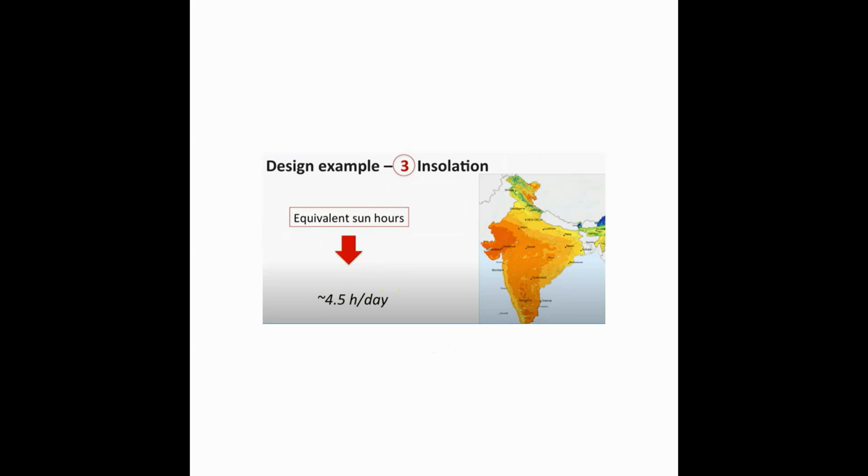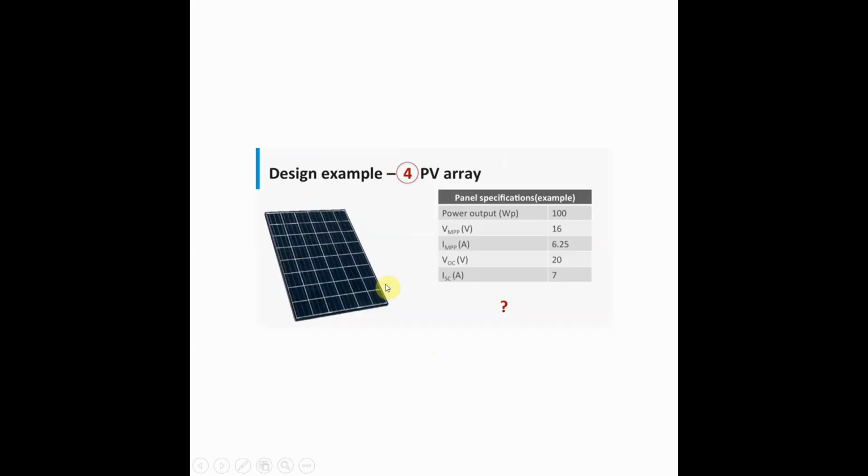How many hours the sun is available per day. So normally we take average, for example 4.5 hour per day for any specified location. So you can see here there is a panel specification. For example, this panel is available. You have to decide. You will go to the market, what type of panels and what's the specification of the panels available in your local area. You will decide those panels.